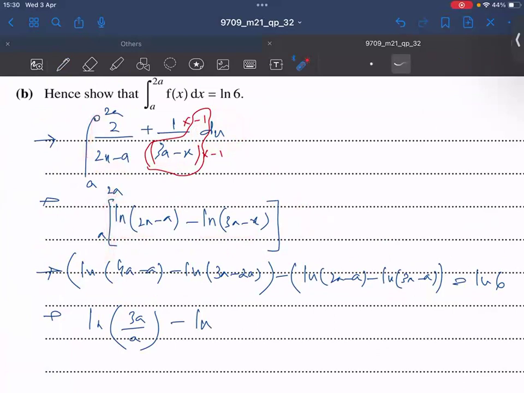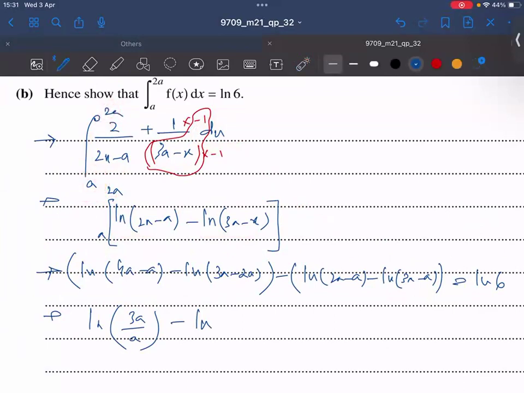Sir, won't we write plus c as well? No, because you have been given the limit, so you won't be writing down plus c. These are definite integrals.